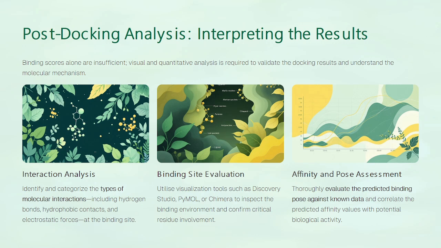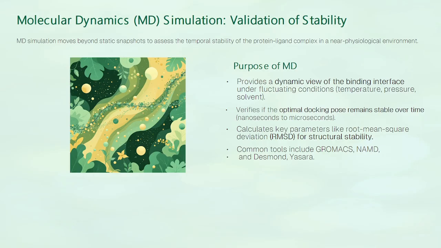The first things are interaction analysis, binding site evaluation, and affinity and pose assessment. Interaction analysis means identifying and categorizing the types of molecular interaction, including hydrogen bonds, hydrophobic contacts, and electrostatic forces at the binding site. Binding site evaluation means where our predicted ligand binds with the protein and which residues are involved in the binding procedure. We can visualize these things with tools or software like Discovery Studio, PyMOL, Chimera, etc. Then affinity and pose assessment is required.